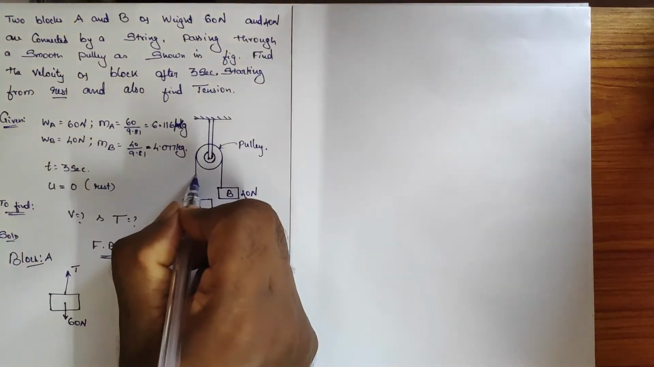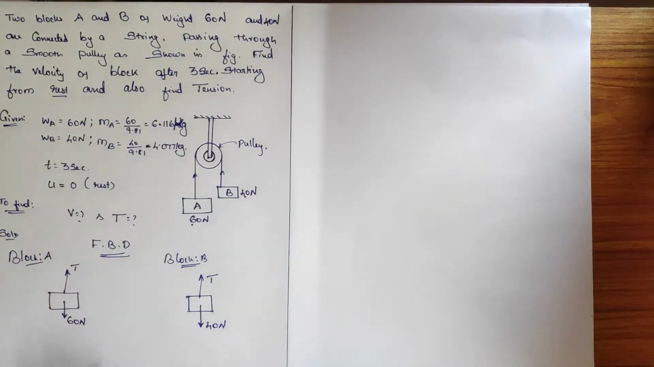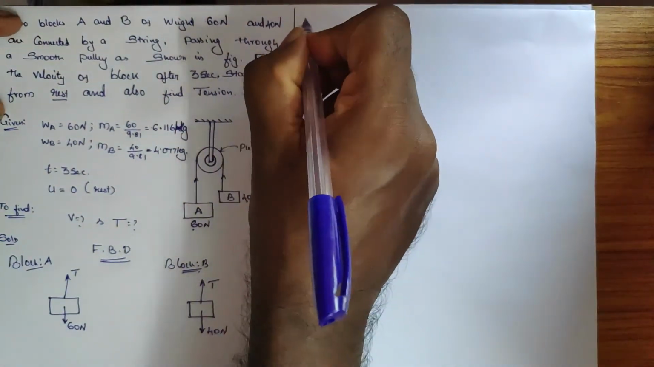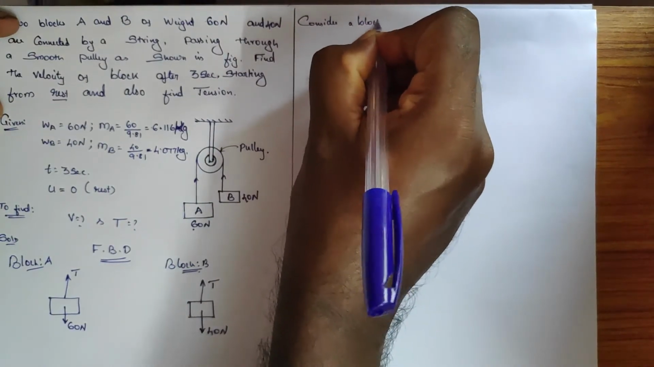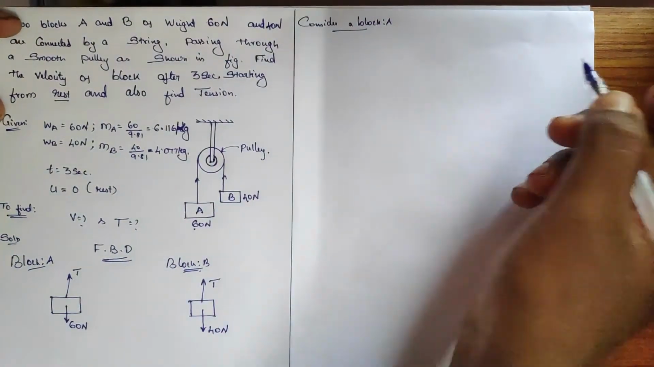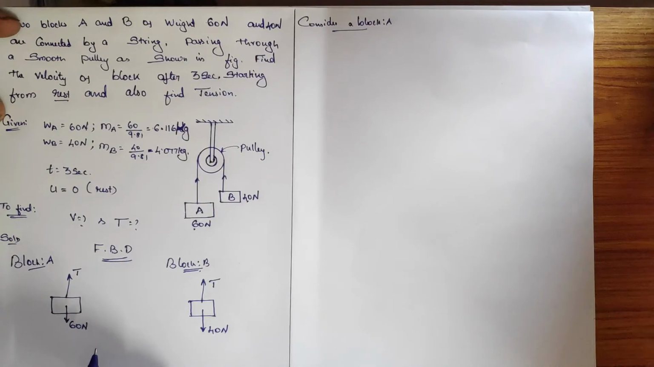Both tensions will be equal in magnitude, so I have considered it as T. I am not differentiating it. Fine. So both block A and block B have only one unknown force, which is T. So any one of the blocks we can consider since it is equal. Here I am going to consider block A, and look at where the motion will happen.